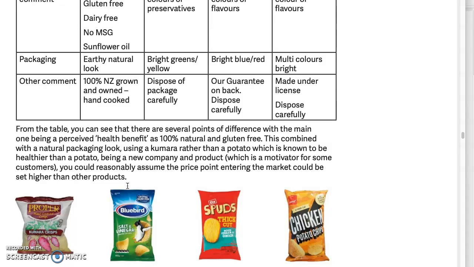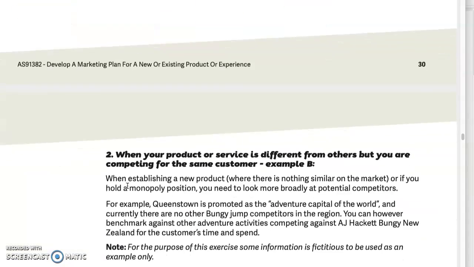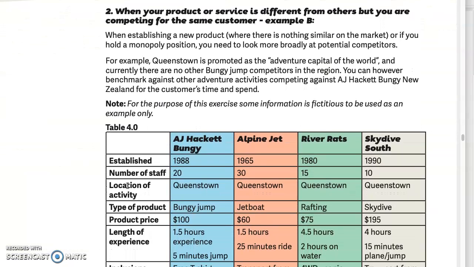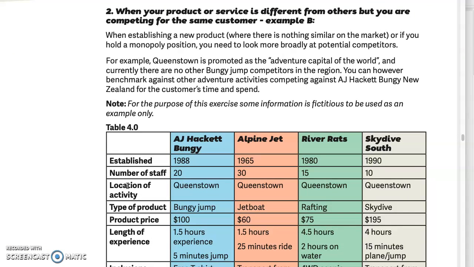So what you're going to do today is have a look at thrill seekers. There's an example here of looking at the point of difference between different activities in Queenstown. You've got AJ Hackett Bungee, Alpine jet boating, which goes down the Kawarau River, the River Rats, which is rafting, and then skydiving. They're quite different activities, but they're still competitors in the sense that if you are in Queenstown for 3 days and have a couple of thousand to spend, you only have to make a choice between these. You can't do all four unless you have a massive budget and a lot of time.